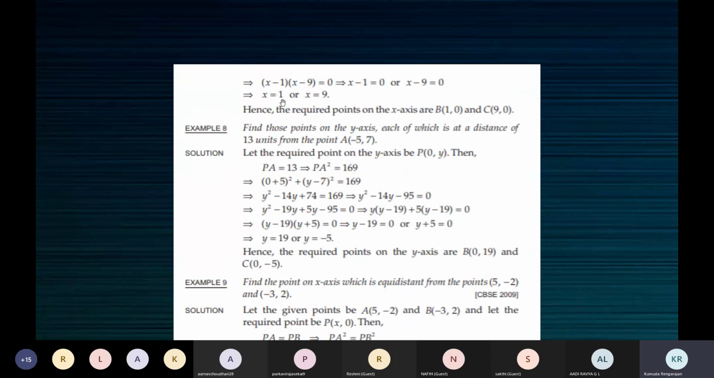So on solving, x is equal to 1 or 9. So the required points are (1, 0) because the point is (x, 0), right? So the points can be (1, 0) or (9, 0). You don't have to mention B and C here. You can say the point P can be given by the address (1, 0) or (9, 0).